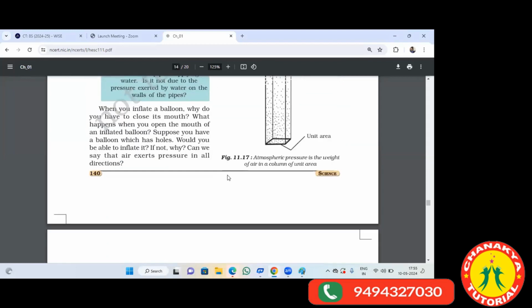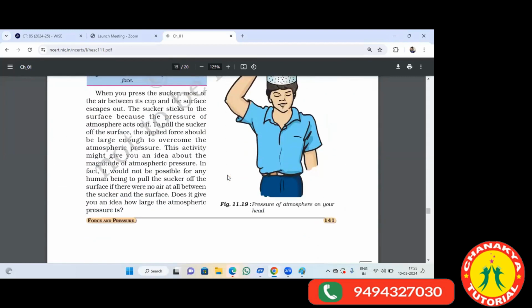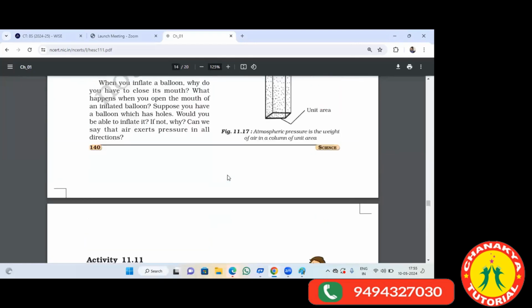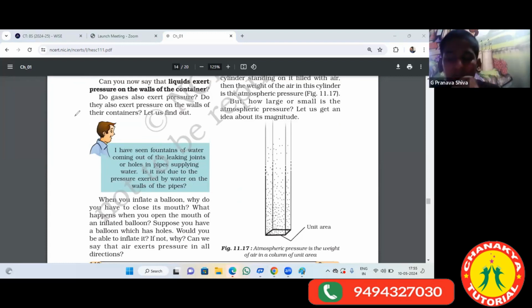So here, if we take any portion of the earth, it's just like this. How do I tell you then? Okay, again see. Sir, I didn't understand the bottle and the balloon example you said.